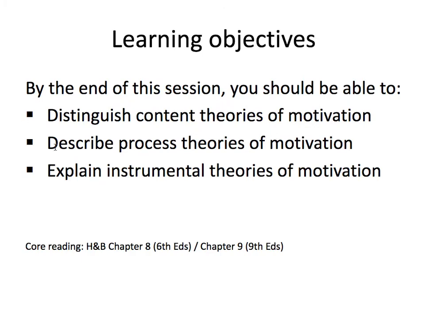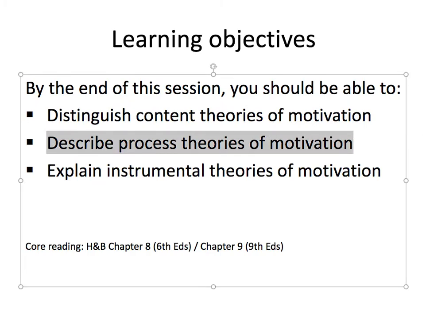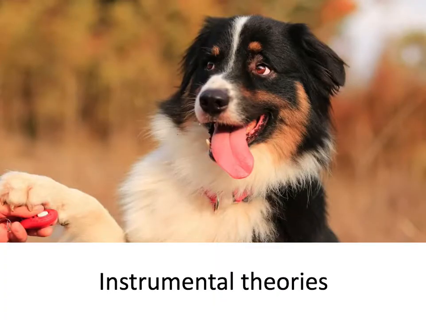Okay, so that's the second learning objective, hopefully ticked off. Let's move on to the final one, thinking about instrumental theories. Instrumental theories of motivation have an implicit process perspective in them and an implicit content perspective in them, but are slightly different. They focus on the things people want to get. So not so much on the things that are pushing people to achieve something, but actually the achievement, the rewards that they can get.